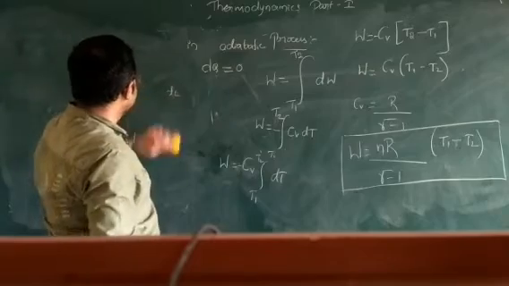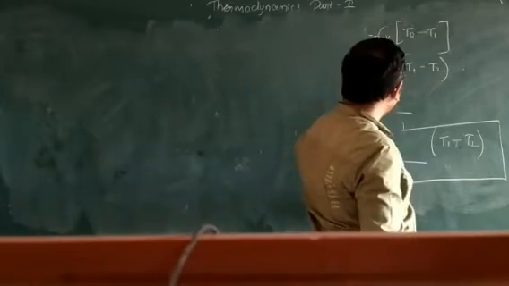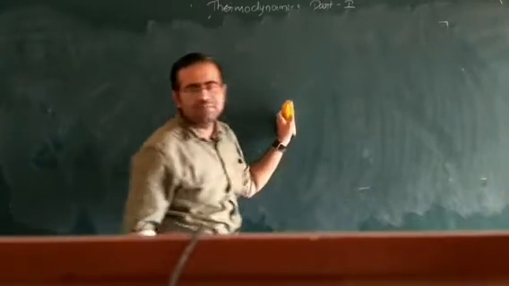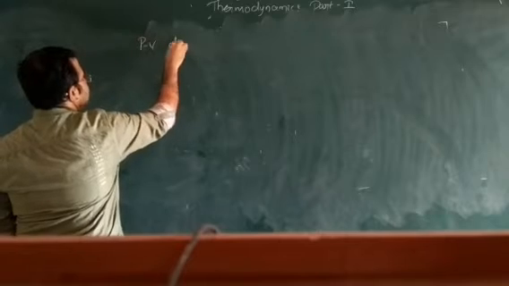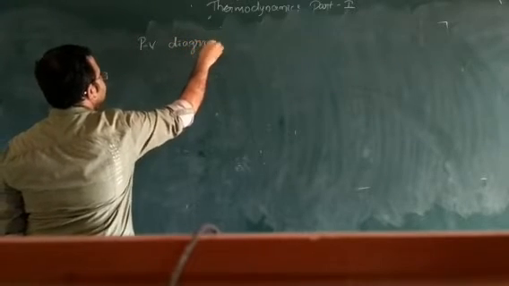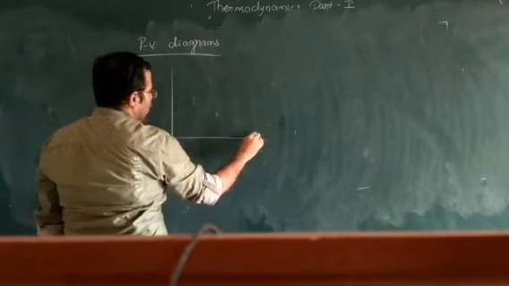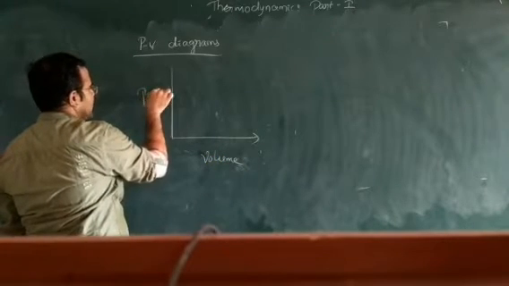Next, based on this, you are going to observe particular PV diagrams. What is the meaning of a PV diagram? A PV diagram means pressure along the y-axis and volume along the x-axis. You are going to consider pressure and volume along these two axes like this.